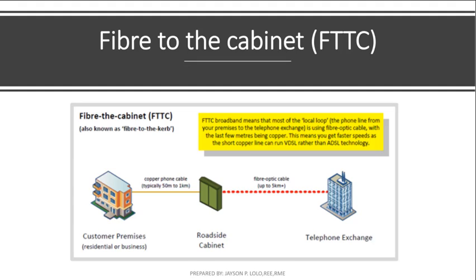Let's proceed to the FTTH. Let's go back to the fiber to the cabinet. So FTTC broadband means that most of the local loop, which is the phone line from your premises to the telephone exchange, or vice versa. So it involves running fiber optic cables from the telephone exchange or distribution point to the street cabinets, which then connect to a standard phone line to provide broadband.